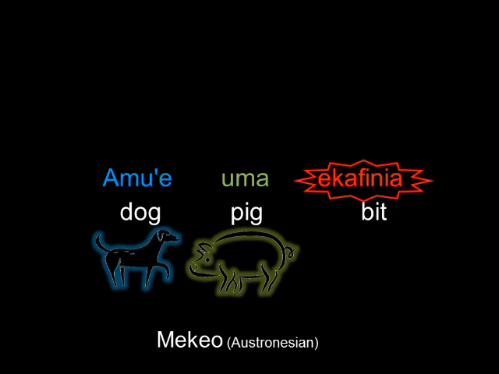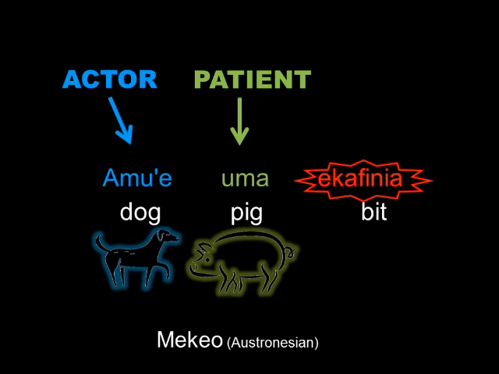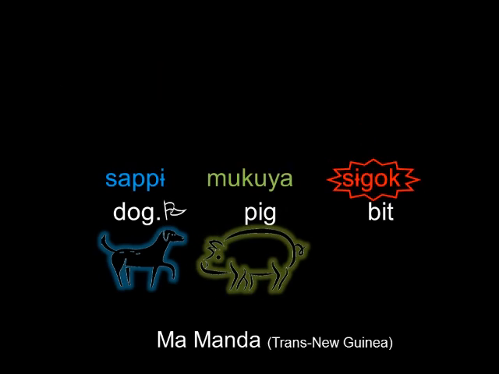Many other languages have different orders for the parts in their sentences. For example, in Makeo, an Austronesian language from Central Province in Papua New Guinea, the actor is still usually at the beginning, but the patient comes before the verb. This actor-patient-verb order is a very common order for Austronesian languages in the southeast of Papua New Guinea.